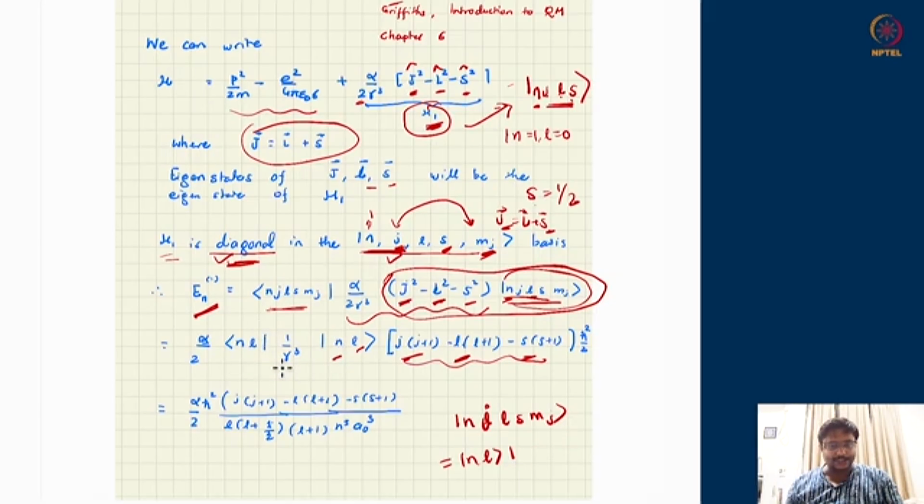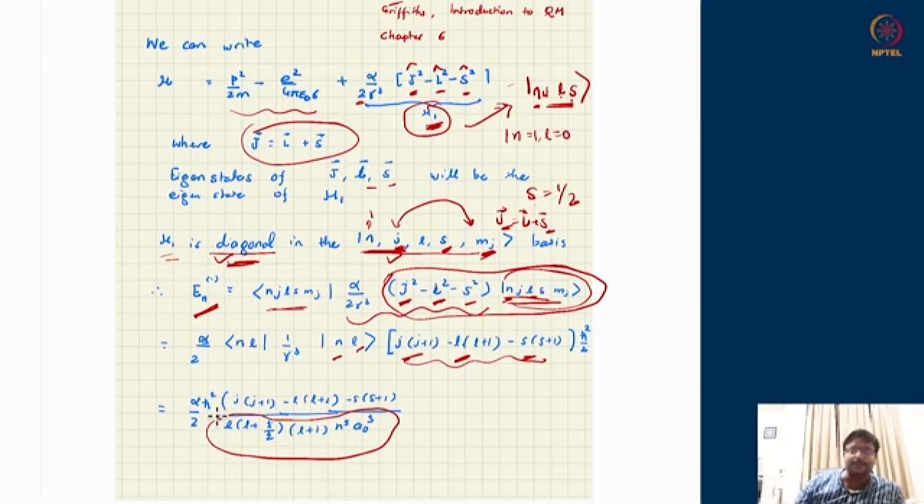And this is a good exercise. If you have forgotten about quantum mechanics computation in the hydrogen atom, you can go back and do this. You will get this as an answer. I'm not telling you how to get it, because in this course we are just talking about the essential feature.